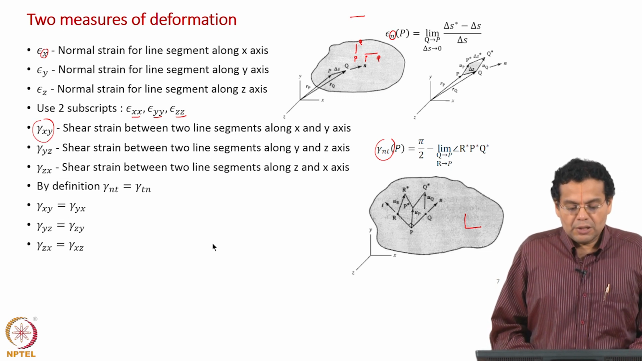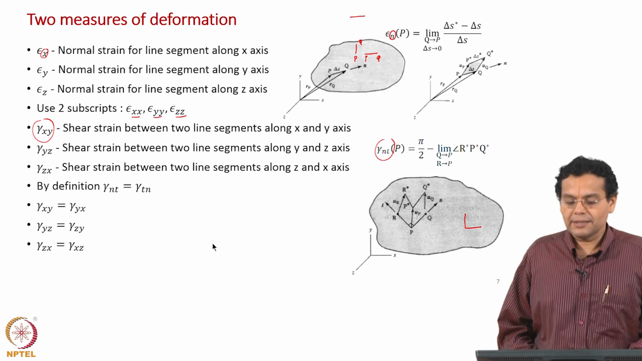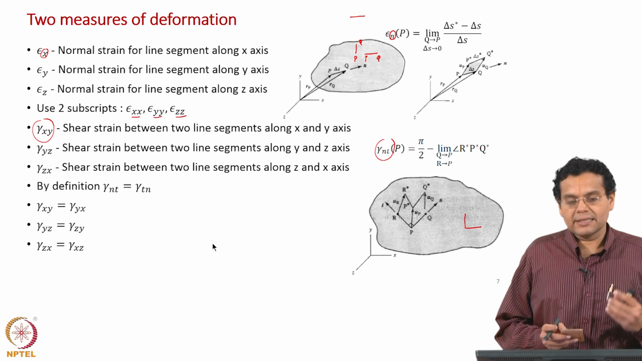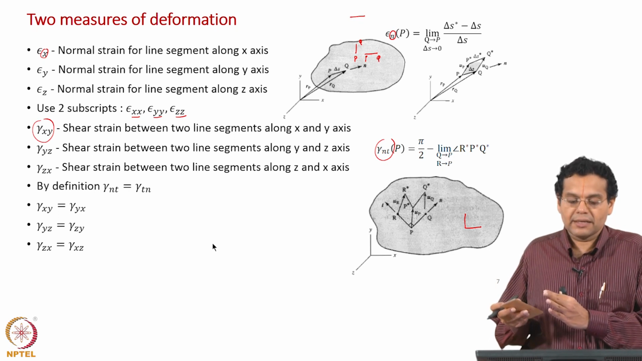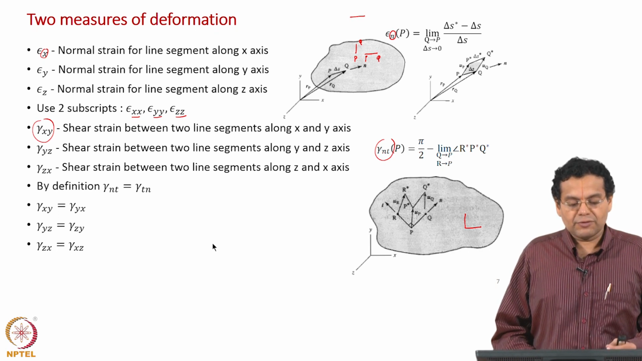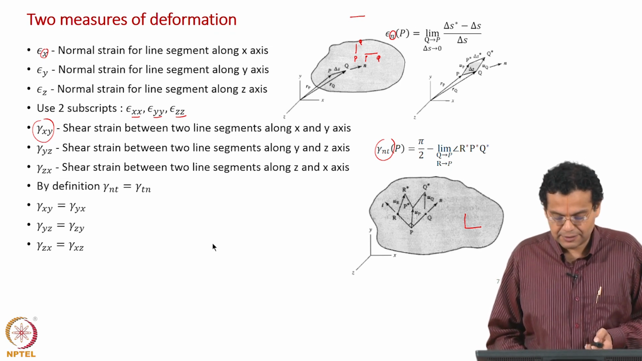Okay. So, we have defined normal strain, shear strain locally, that is important, for elements along any direction n and two elements along n and t. We have adapted that or applied that for line elements along x, y, z axis for normal strain, adapted that for line segments, two line segments along x and y axis, y and z axis, z and x axis. Okay.